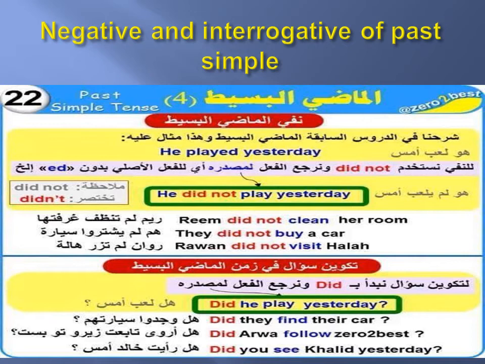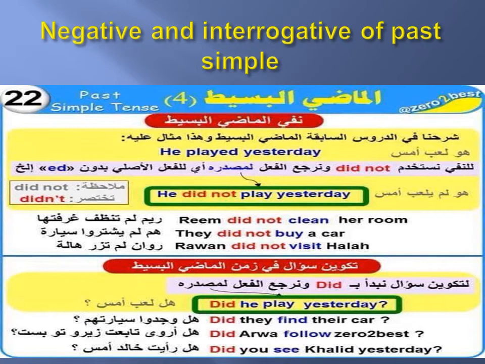Finally, to form a question of the past simple, we have two ways. The first one, yes/no question. Start with did. Did you play? Did he play? Did she play? Did we play? The answer: yes, we did. No, we didn't. Yes, I did. No, I didn't. Yes, she did. No, she didn't.